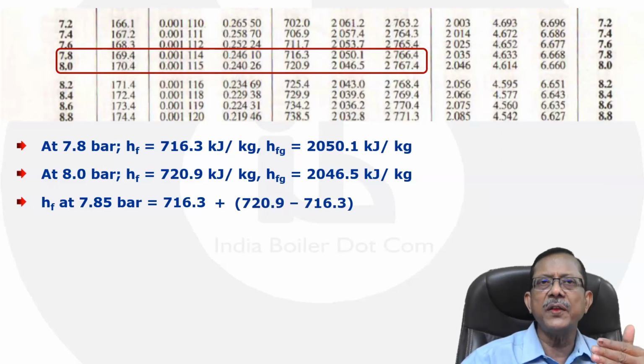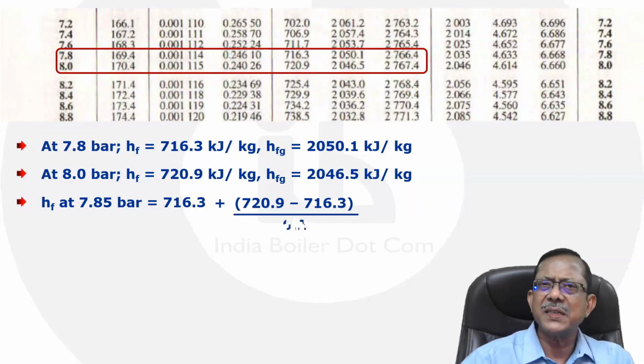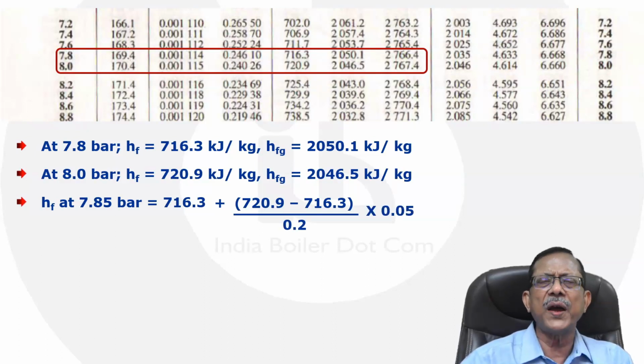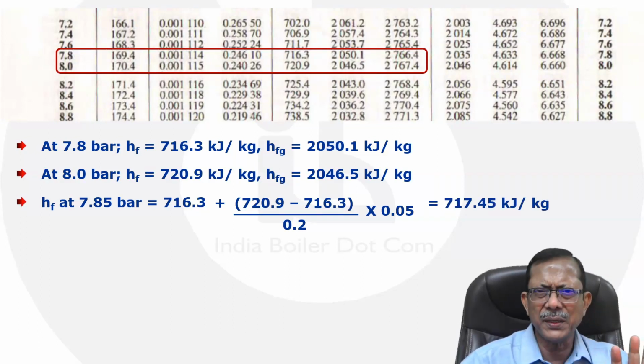Now this is increasing when the pressure is increasing by 0.2 bar, right? So how much increase will be there from 7.8 to 7.85? That is 0.05 bar. So that is a unitary method. This divided by 0.2 into 0.05 will give you the increase in value for 0.05 bar increase, right? You add this, you get the value. This is the interpolated value. This is a very simple method.